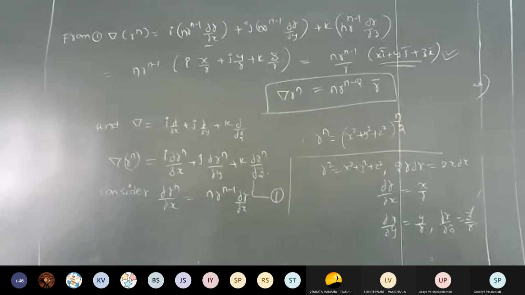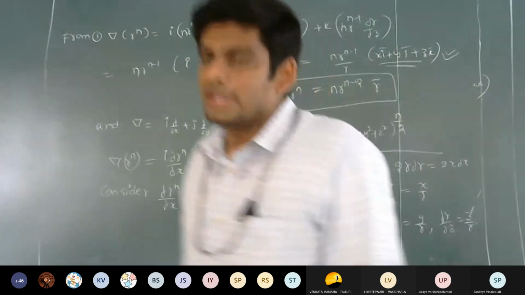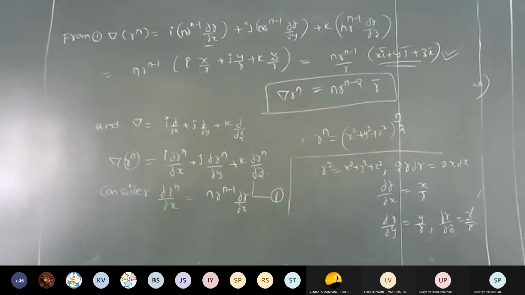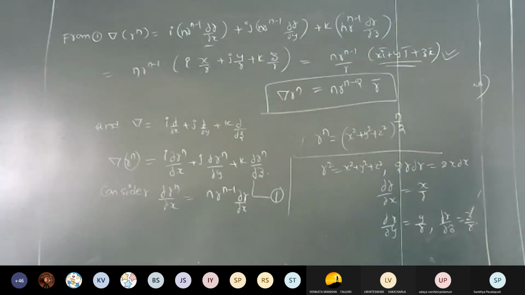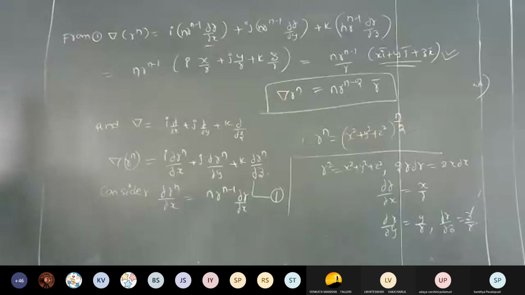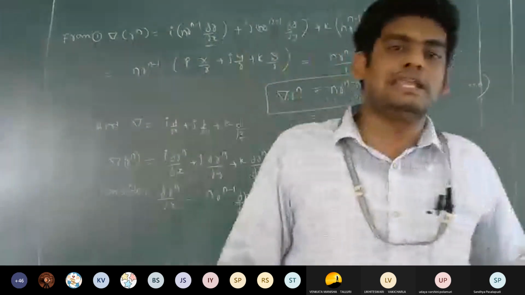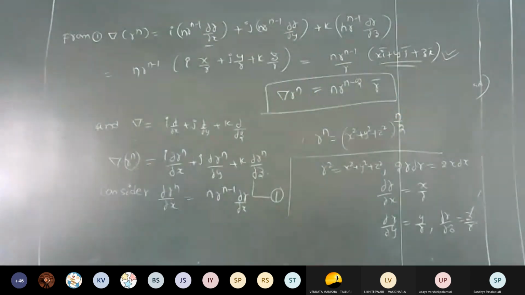So this is the problem related to the gradient. Already we proved one problem, where we calculate the gradient del of f of r, whose value is f dash of r by r times r bar. So already we proved that one. This is the problem related to the gradients. If anyone has a doubt or does not understand any line, then please ask me, no problem. Is it clear to everyone?